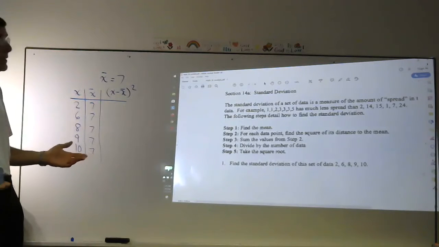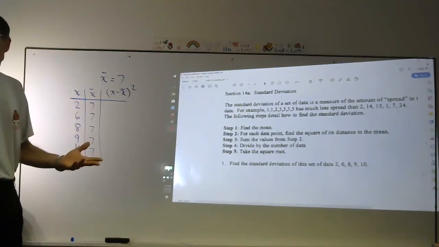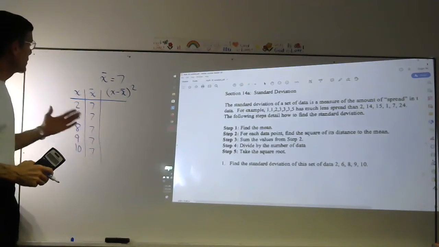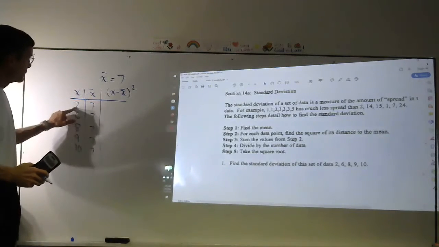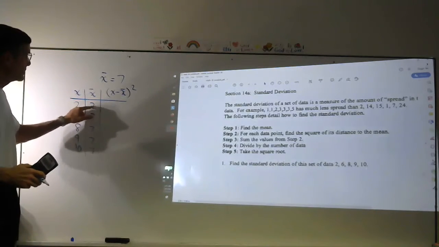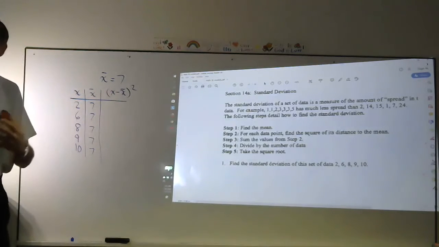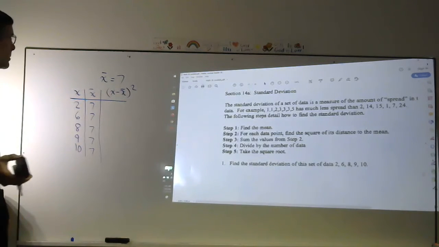Why do you square it? When you take 2 minus 7, you get a negative number. If you square it, it makes it positive, and everything will work out to be positive that way. By the way, it does really not matter how you subtract. If you want to avoid getting the negative number, you can take 7 minus 2, because when you square it, it turns out to be positive anyway. Remember, a negative times a negative is positive.